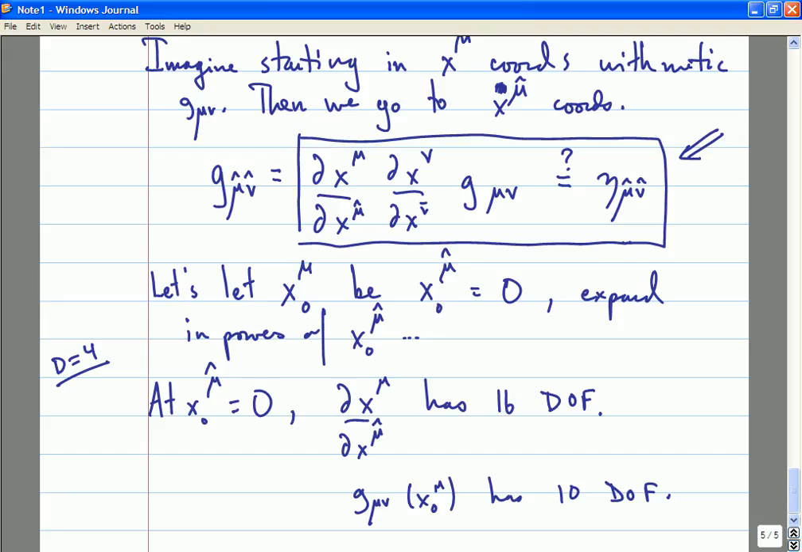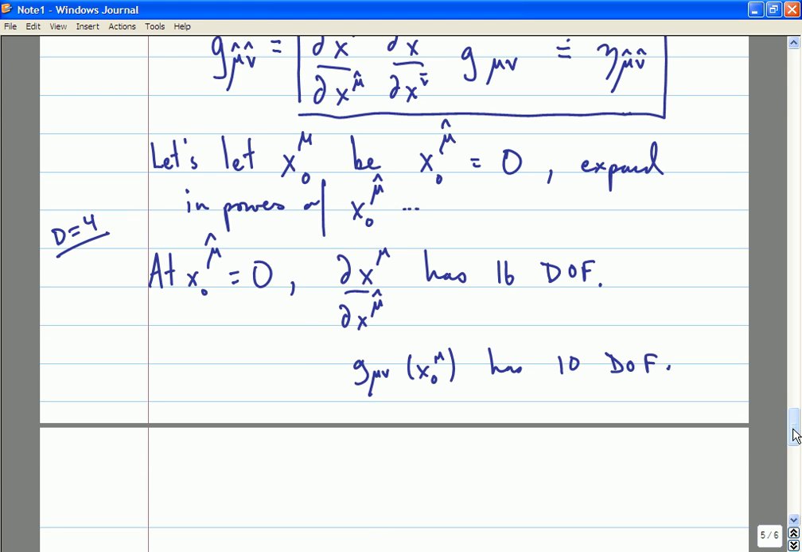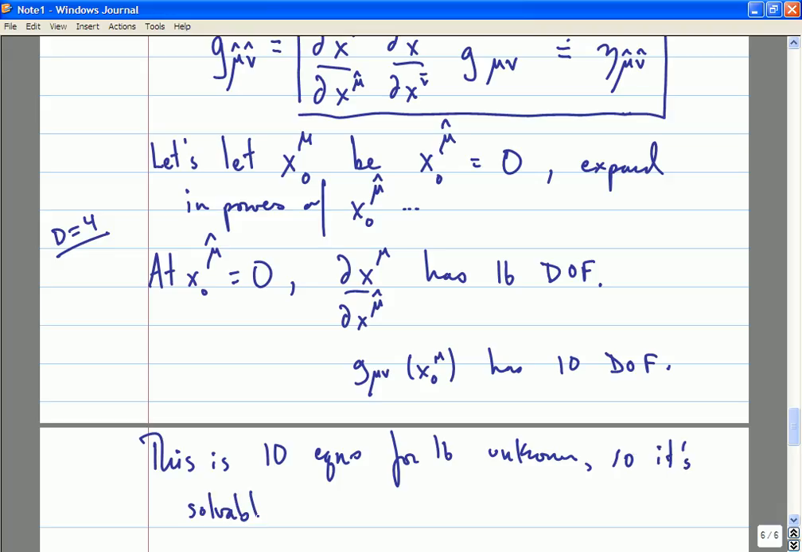Another way of saying that is that the left and the right hand side of this equation is automatically symmetric in the mu hat and nu hat indices. So the number of equations is the number of components of a symmetric 4x4 matrix. So it's 10 equations for 16 unknowns. So it's going to be easy to solve. So it's solvable. And in particular, you could find a Jacobian matrix which makes the boxed equation true.